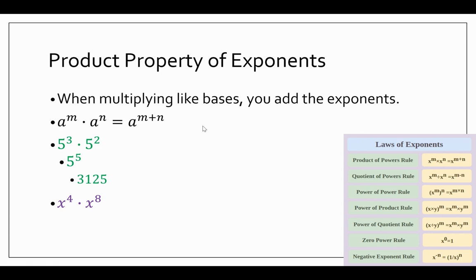Here's another generic example: x to the 4 times x to the 8th. Since they have the same base, this would be x to the 12, and that's as simple as that one's going to get.